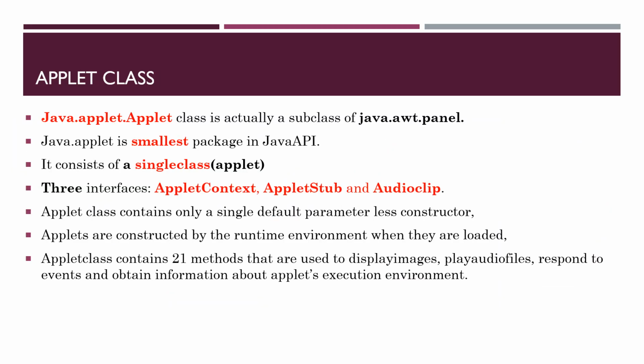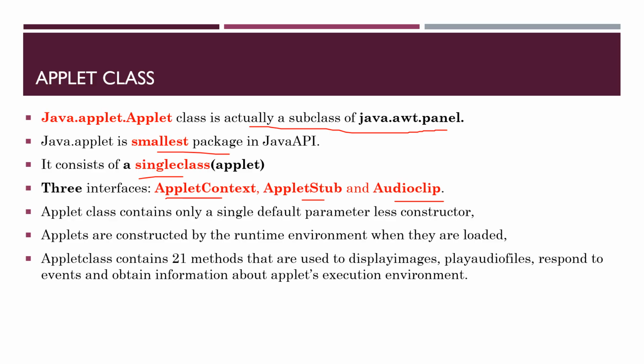Next, we will discuss the Java Applet class. The Applet class is actually a subclass of java.awt.Panel, and it is the smallest package in the Java application programming interface. It consists of a single class and three interfaces: AppletContext, AppletStub, and AudioClip.